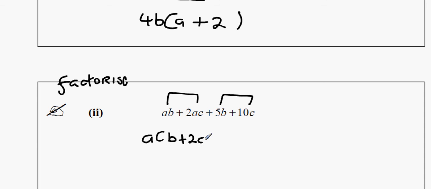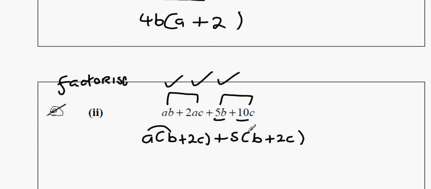The next 2 you can take out 5. You can't take out any letters because the letters aren't the same. Take out 5 and you get b plus 2c. Just check before you leave. a multiplied by b, ab, correct. a multiplied by 2c, 2ac, correct. 5 multiplied by b is 5b. 5 multiplied by 2c is 10c. Okay, we're good to go with that.